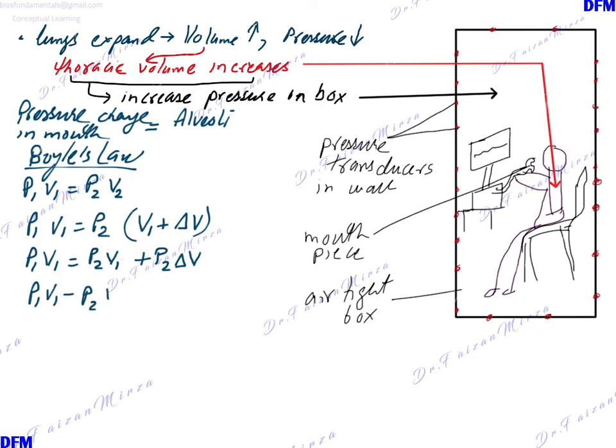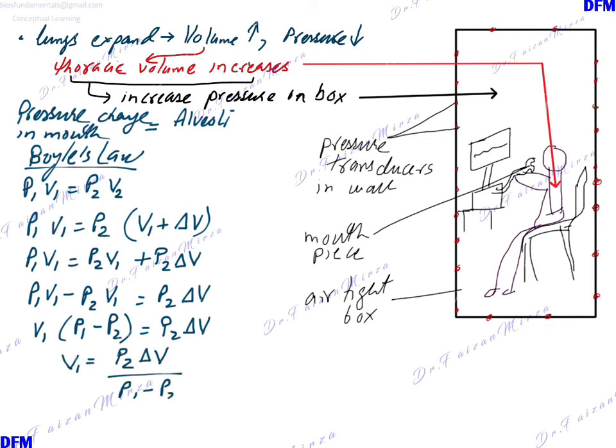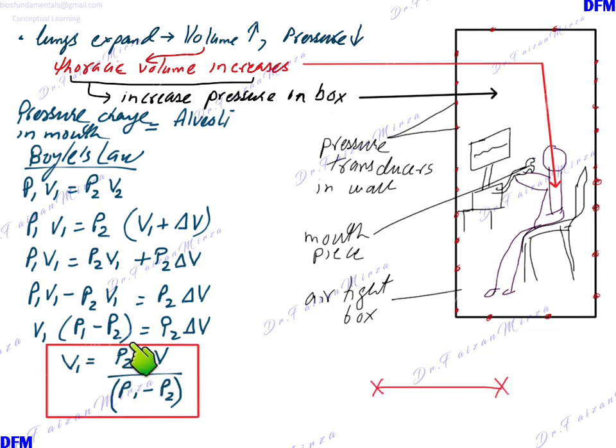So bringing this P2 V1 to the other side of the equation, we have P1 V1 minus P2 V1 is equal to P2 delta V. V1 can be taken as common here, so in the parenthesis we'll have P1 minus P2, and we'll have P2 delta V on the other side of the equation. V1 will be equal to P2 delta V upon P1 minus P2. This is the equation which is solved for plethysmography, and using this we can calculate the volume changes which are represented by the subject.